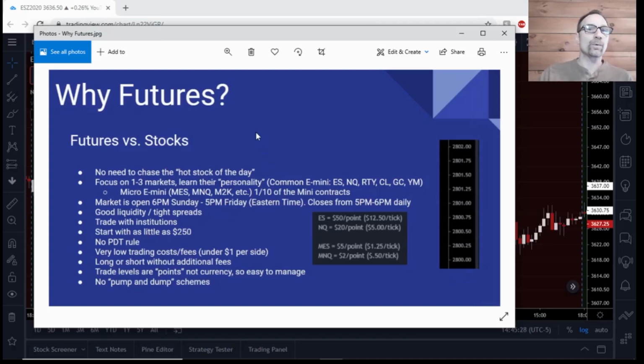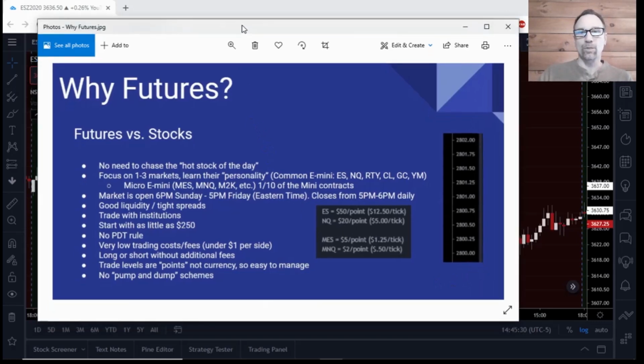Lastly, you're not going to find any pump and dump schemes on the futures. It is a global market, and it's not like everybody rushes to the US Open at 9:30 Eastern Time, New York time, and tries to get the runner of the day. The futures markets trade 23 hours a day, 5 days per week, and they're broken up into sessions. I shouldn't say they're broken up. They're not intentionally broken up into sessions, but we can look at them as sessions.